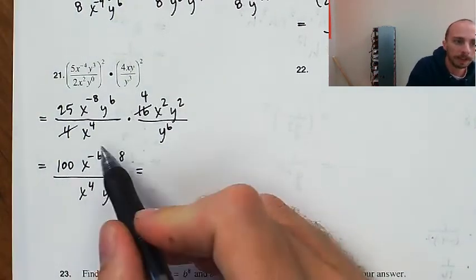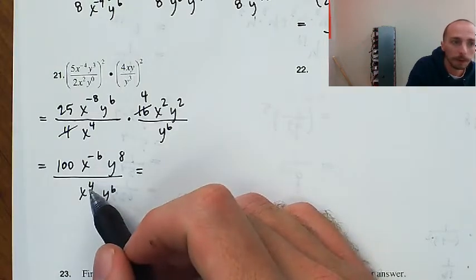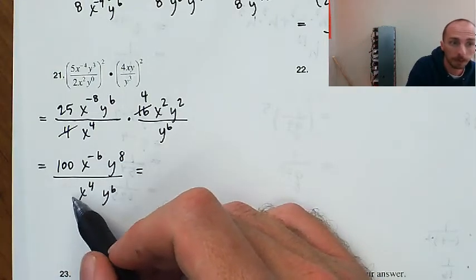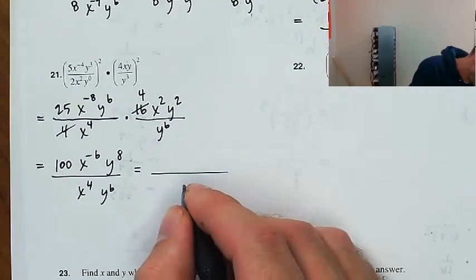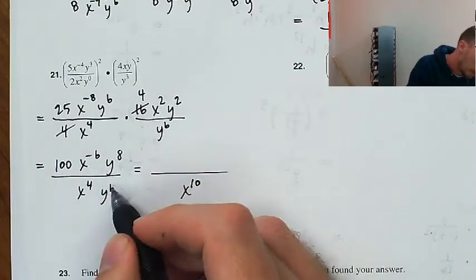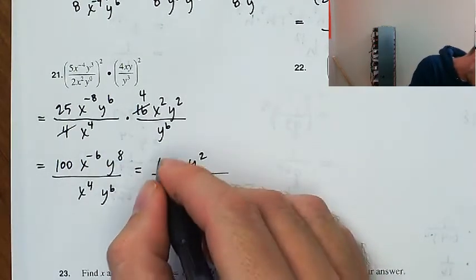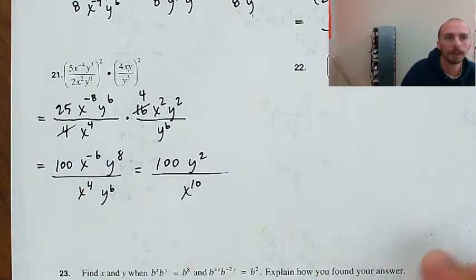Now at this point, you could say x to the negative 6 minus 4 would be x to the negative 10, would become 10 copies in the denominator, or you could send it to the other side and say that the exponent is going to become positive, and x to the 6 times x to the 4 is x to the 10 in the denominator. However you want it, doesn't really matter. Okay, so that's going to be x to the 10 in the denominator, y to the 8 minus 6 is y to the 2, and then the 100 here. Okay, so I've got 100y squared divided by x to the 10.